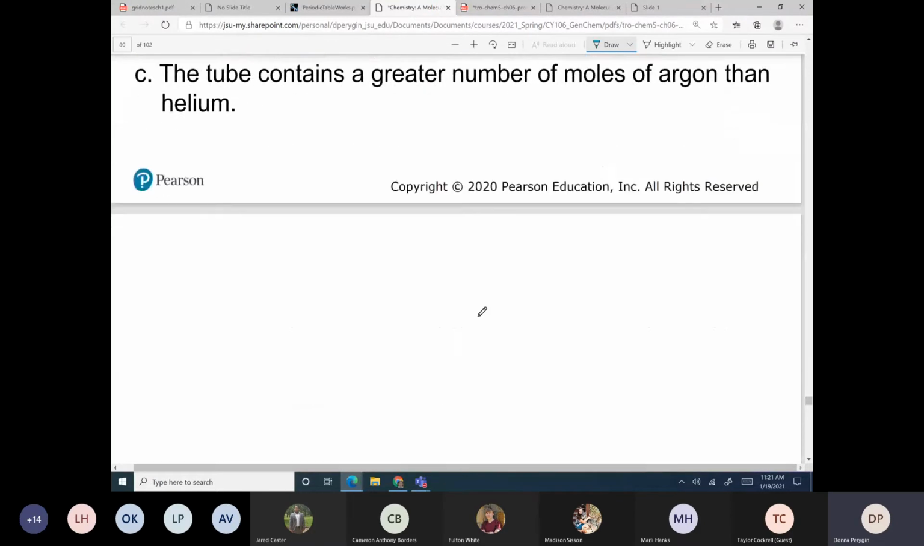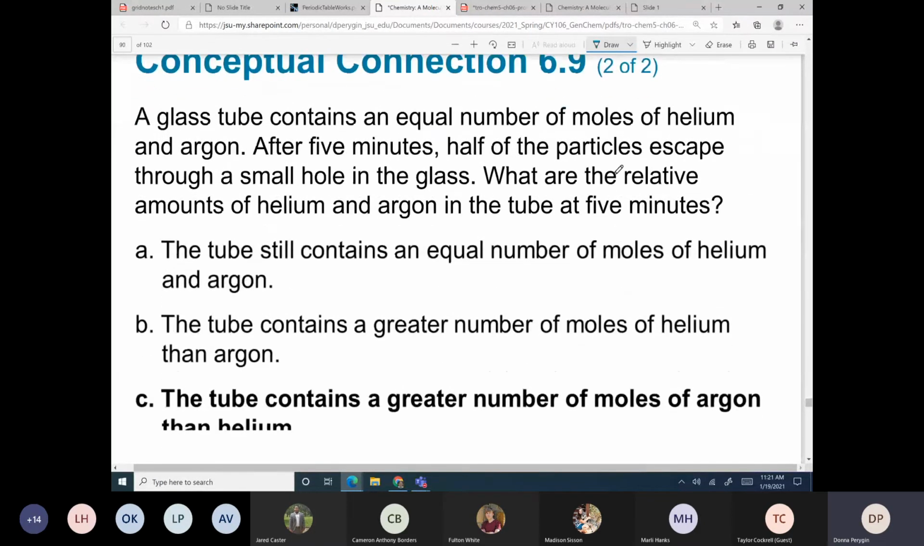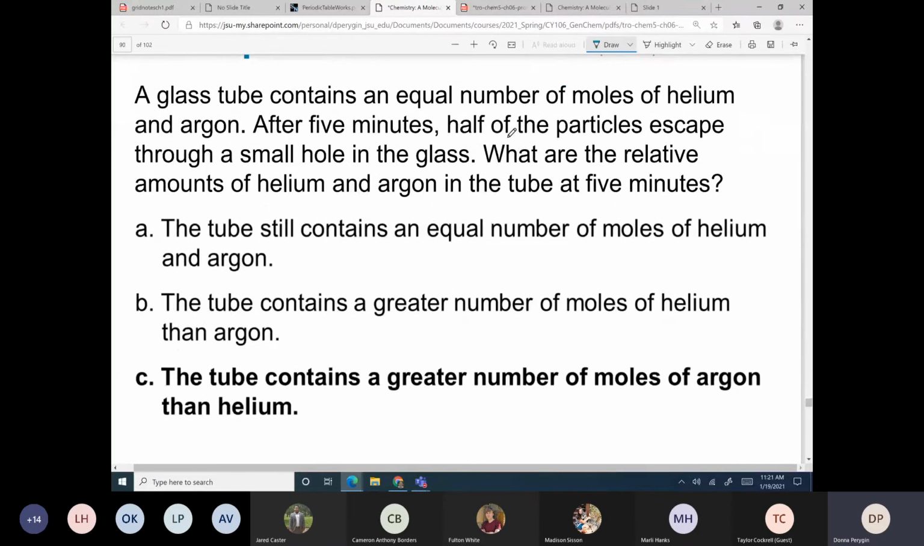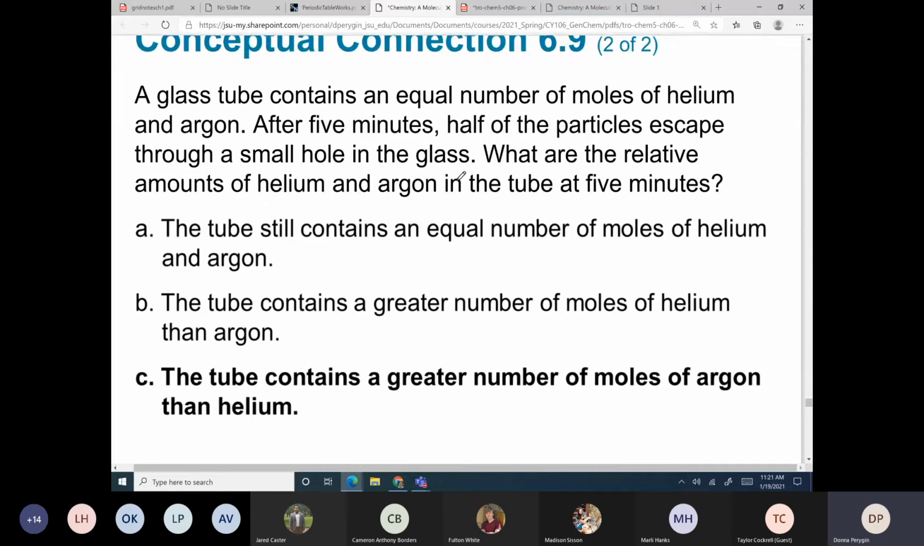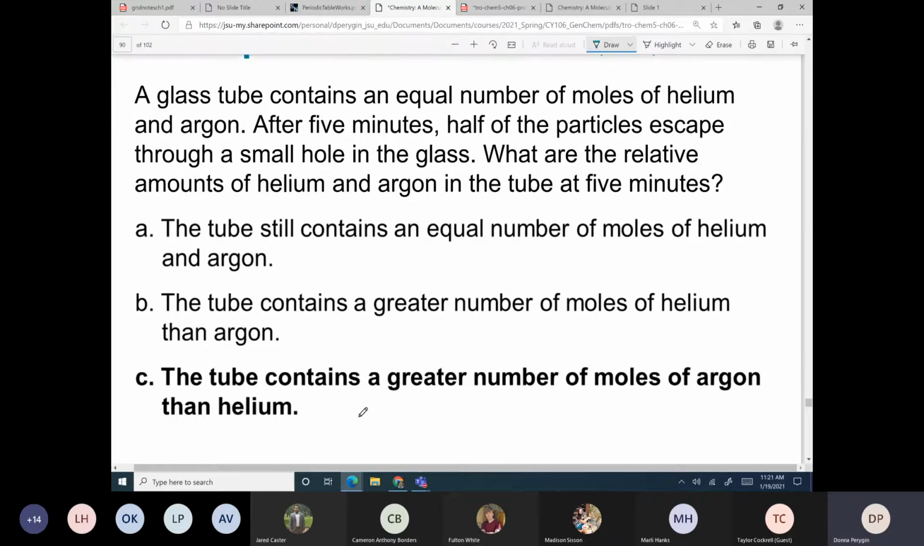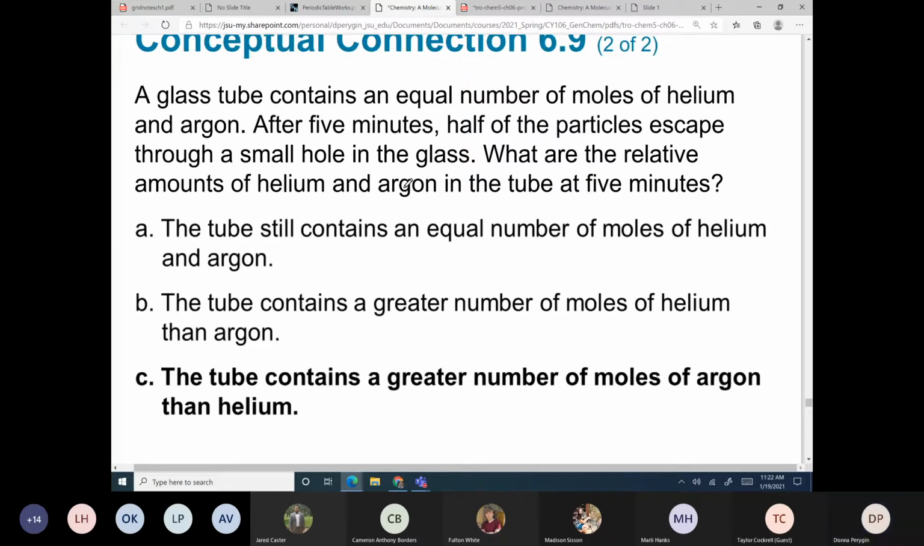So a glass tube contains an equal number of moles of helium and argon. After 5 minutes, half the particles escape through a small hole. What are the relative amounts of helium and argon in the tube at 5 minutes? So the tube has to contain a greater number of moles of argon than helium. Half the particles escape through a small hole. What are the relative amounts of helium and argon?